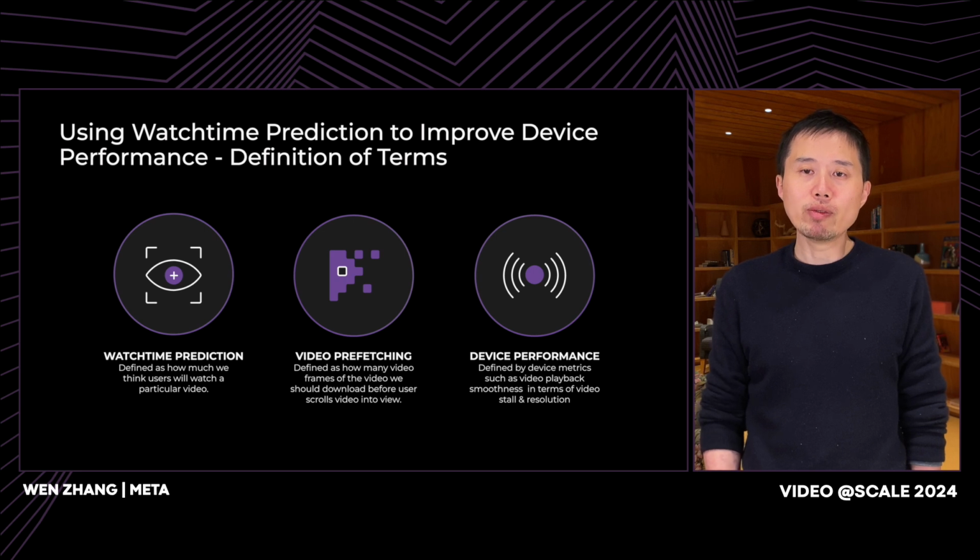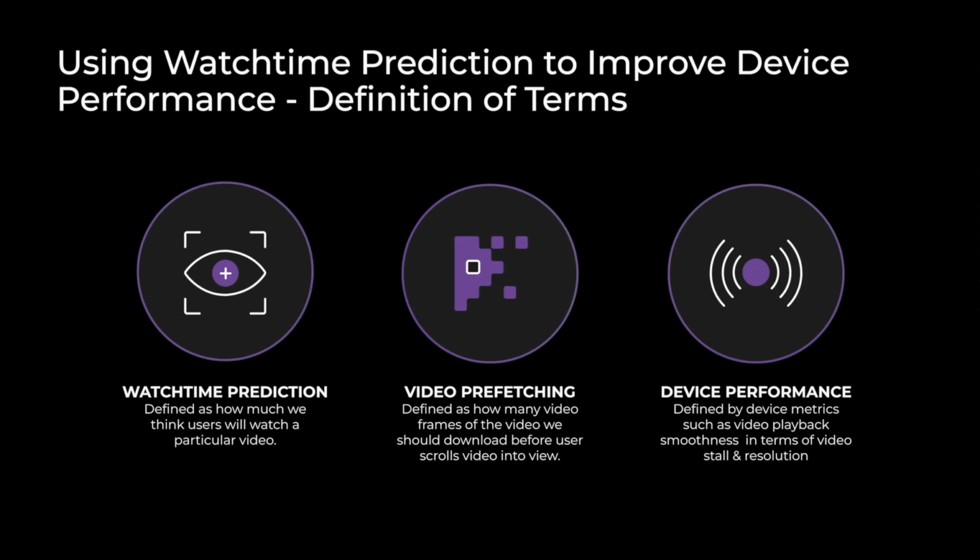Before diving deep into watch time prediction, there are three key terms worth mentioning. First of all, we have watch time prediction. It defines how much we think this user will watch a particular video. And then we have video prefetching strategy. It defines how many video chunks we should download before users scroll the video into view.